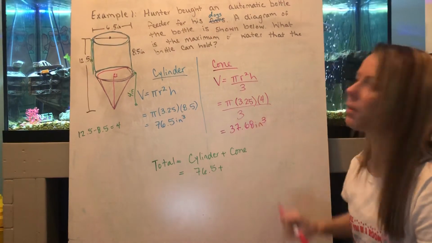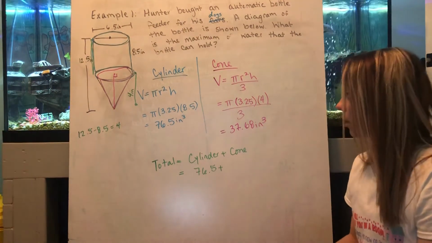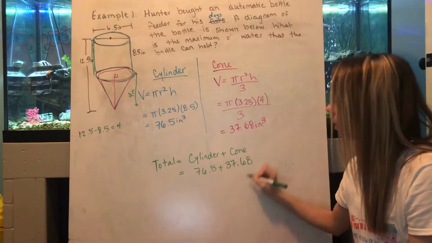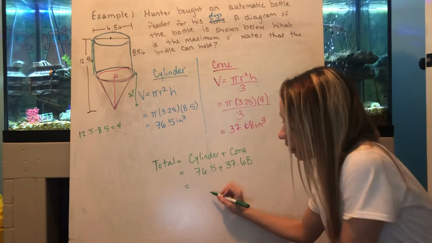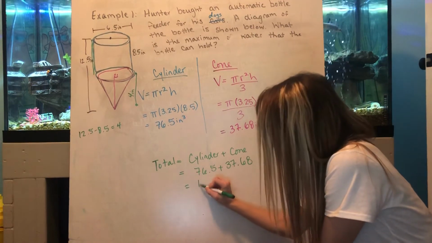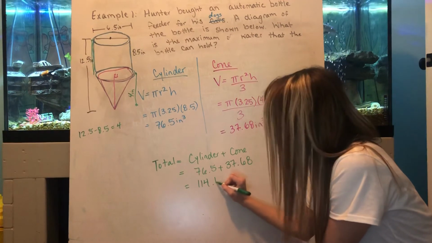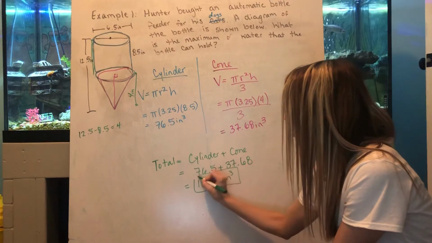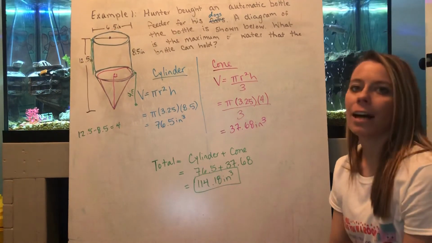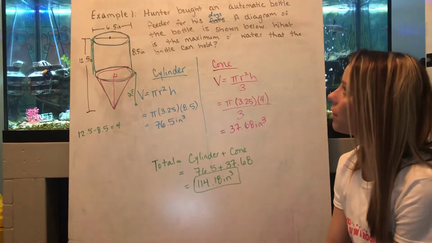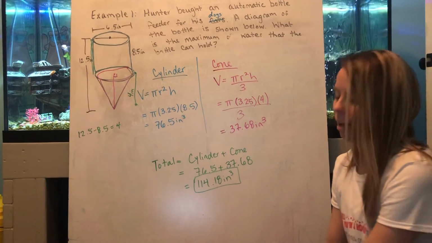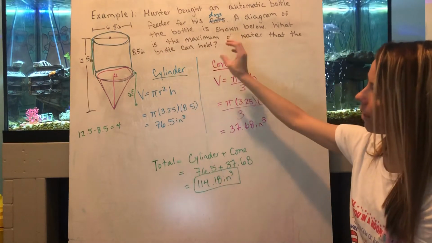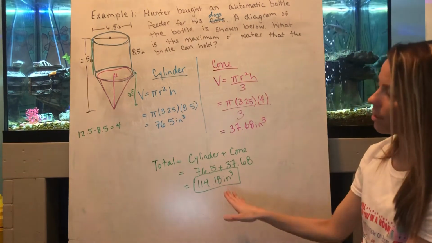Always double check and follow along with the videos and make sure you type it into the calculator. Plus 37.68. When you add those together, you should get 114.18 cubic inches. And that's how you find the volume of a composite solid. Make sure you break apart what your solids are, find the volume of each, and then put them together.